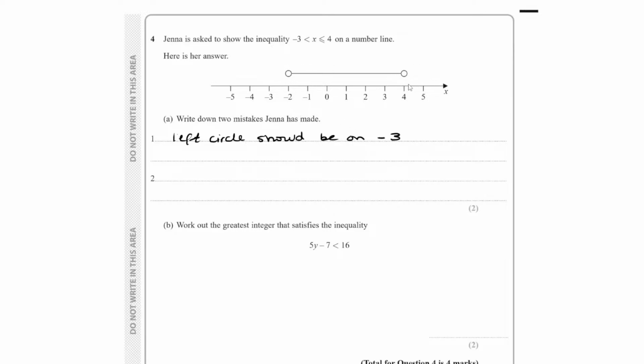And then if we look at the other side, it is on 4. However, because it's less than or equal to 4, it should be coloured in, shouldn't it? So you can say the right circle, again, just make sure you reference which one you're talking about, should be filled in or should be coloured in, whatever you want to call it. Yeah. Those are the 2 things, okay? One should be here and the other one should be coloured in. We've also got a part B.